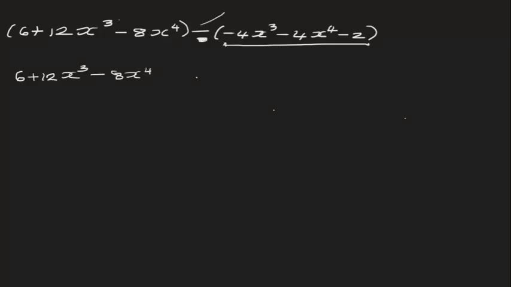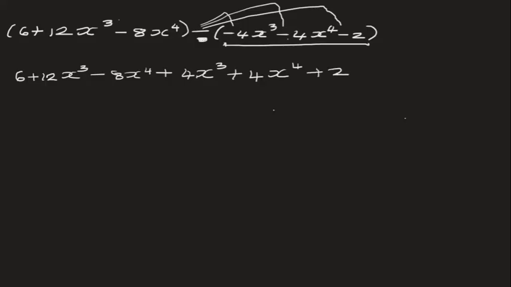So negative and negative will become positive for x to the power of 3. Negative and negative will become positive. So negative and negative will become positive 4x to the power of 4. Negative and negative will become positive 2. So let's collect like terms.